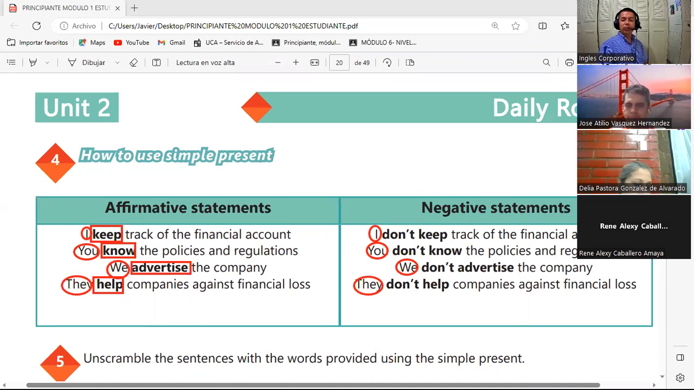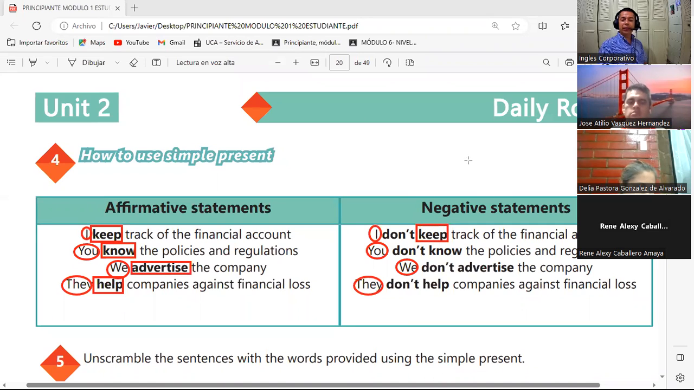Do you want to use a joker? ¿Quieres usar un comodín? Sí, profe, sí. 50-50, okay? So the verb is financial or keep? Financial or keep? Financial. Financial is the verb. ¿Qué dice el público? Is keep. Keep, right? The verb is keep. The word that indicates the action, la palabra que indica la acción, right, is keep.